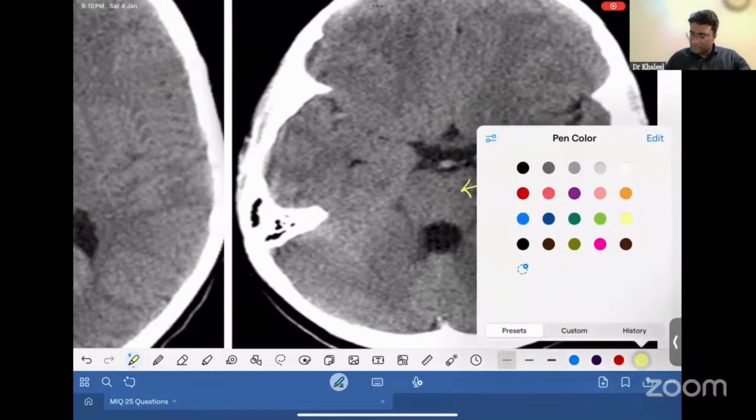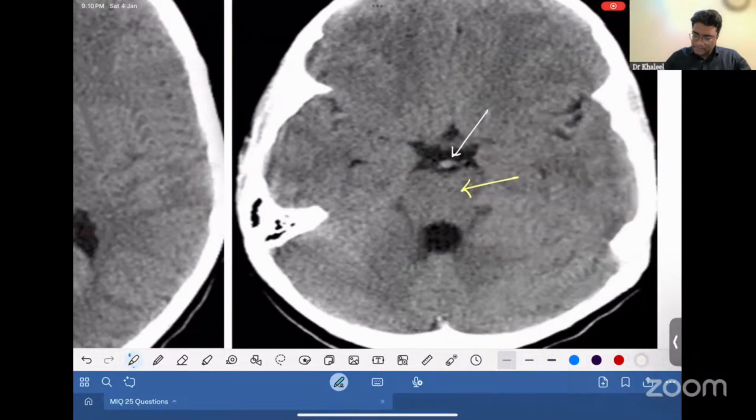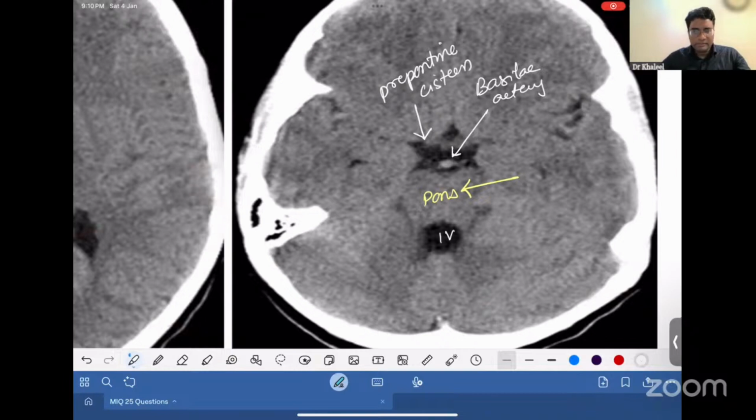If you see carefully, you can see this is the basilar artery. If you're seeing the basilar artery, this structure becomes the pons. So the important landmark that differentiates midbrain from pons is the basilar artery. And once you have identified the basilar artery, this structure anterior to the pons is your prepontine cistern. This CSF space posterior to the pons is the fourth ventricle. So the CSF space anterior to the pons is the prepontine cistern, and posterior to the pons is the fourth ventricle.